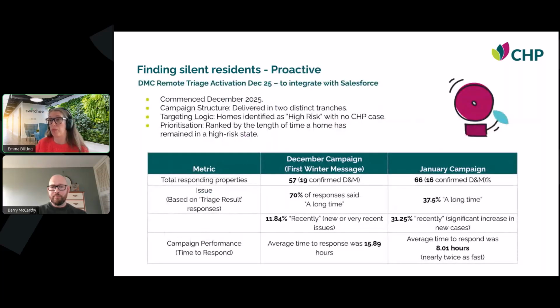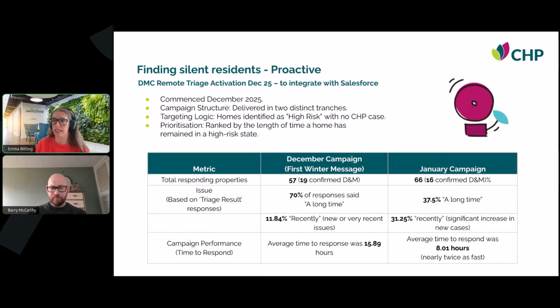Moving on to how we've been proactive with that is where we introduced the damp and mould triaging via the Switchee, where we looked at any homes that had no open cases on your systems, and where we cross-referenced that with Switchee high-risk homes and also those properties that had been at high risk for the longest. We bucketed those in December and January of this year, and this was working alongside your standard reporting of damp and mould. And this is where Salesforce had kicked in.